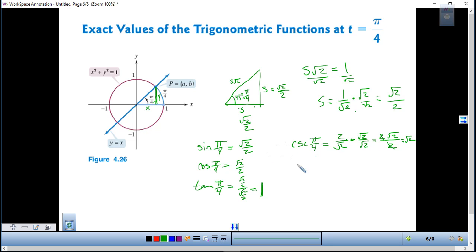Now, once we've done the cosecant, guess what? The reciprocal of cosine, since it's the same value, is the same thing. So the secant of pi over 4 is also the square root of 2. And the cotangent of pi over 4, well, 1 is 1 whether it's upright or flipped over, so that's going to be 1. So there are all our values.